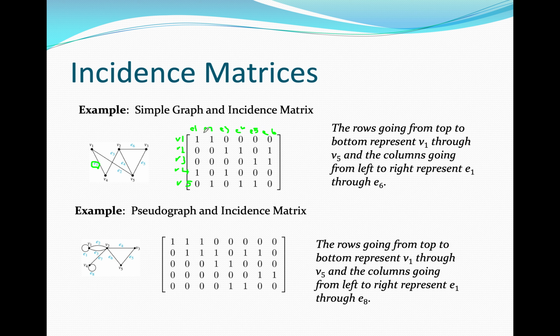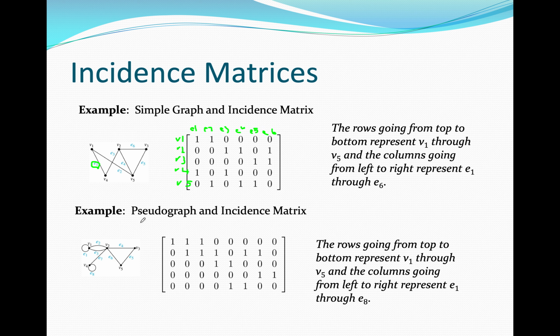What about E2? E2, where is E2? Okay, E2 connects V1 to V5. So we say that E2 is incident with V1, 1. What about E3? Where is E3? Alright, E3 connects V4 to V2. And since E3 doesn't connect V1 to any vertex, we declare it as 0. Same goes for E4, E5, E6, and you can check for the rest. This is for the case of a simple graph.